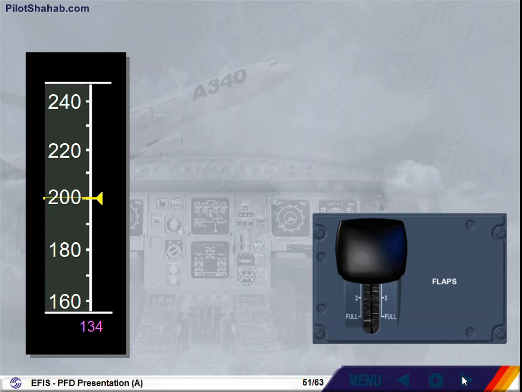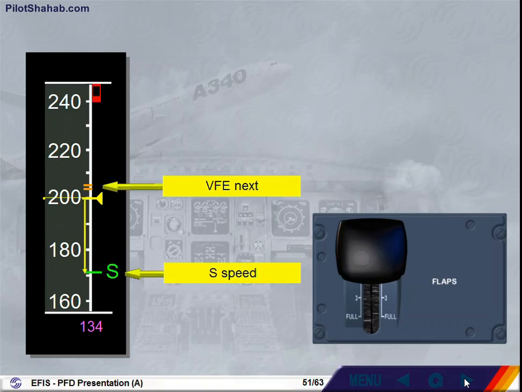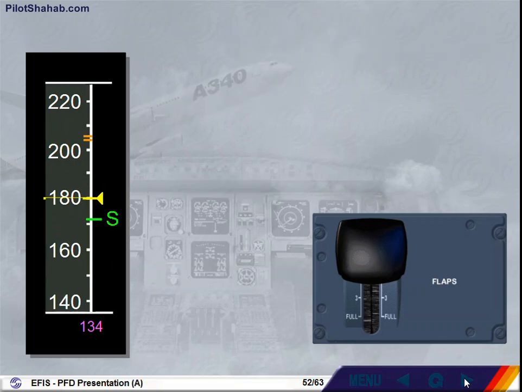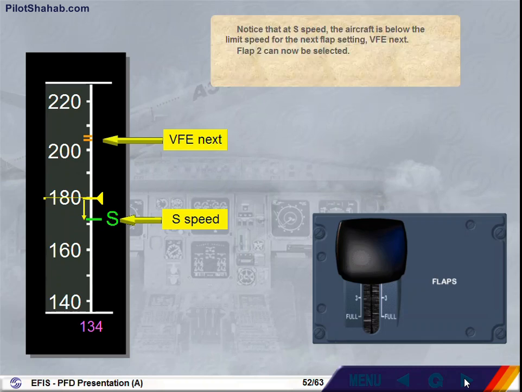Once the flap lever is in position 1, S speed, VFE next, and the flap limit speed indications will appear. The speed will decrease towards S speed. Notice that at S speed, the aircraft is below the limit speed for the next flap setting, VFE next. Flap 2 can now be selected. Click on the flap lever.